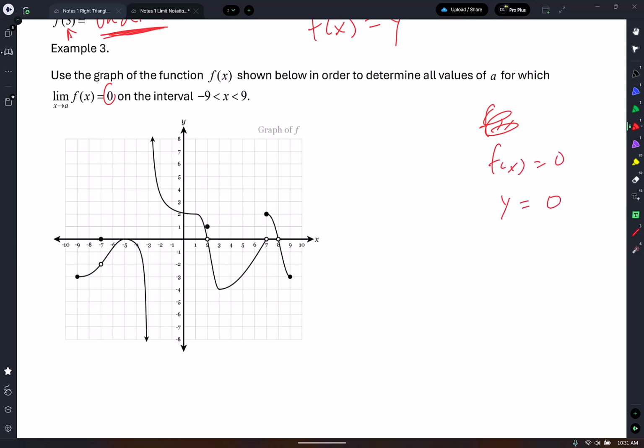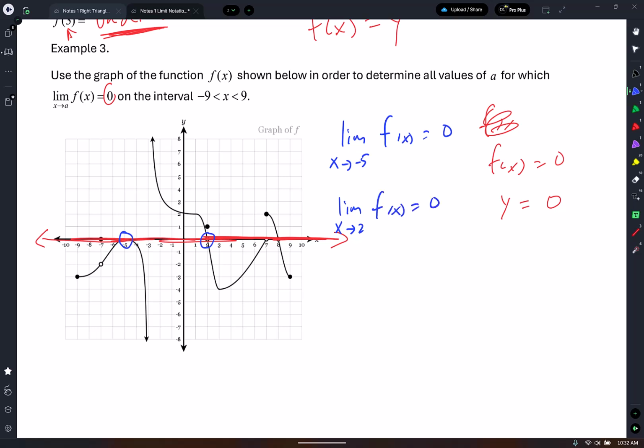Does that make sense? So where is the y value 0? On the what axis? Not the y, on the x-axis, the y value is 0. So I just highlighted my x-axis in red, and I just look to see how many times my limit is 0. So my limit is 0 right there at -5. So I'm going to write limit as x approaches -5 of this function is 0. Where else? It looks like at 2. Limit as x approaches 2 of this function is 0.